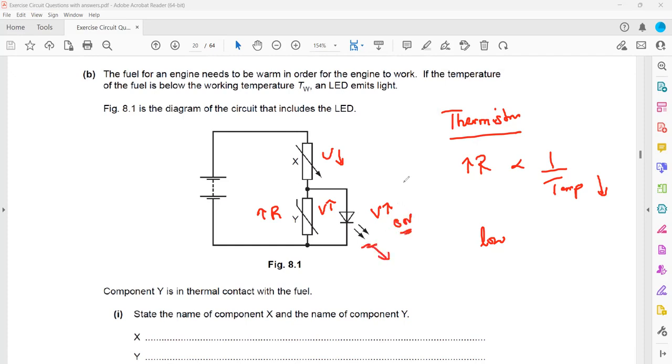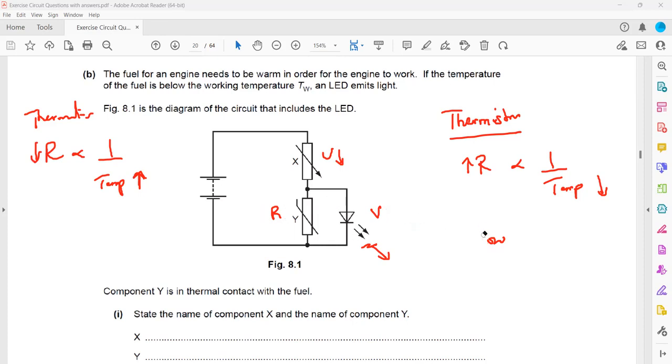But as the engine is working, the temperature of the engine starts to increase. So when the temperature starts to increase, what happens to the resistance of the thermistor? If the temperature increases, the resistance will start to decrease. When the resistance starts to decrease, what will happen?